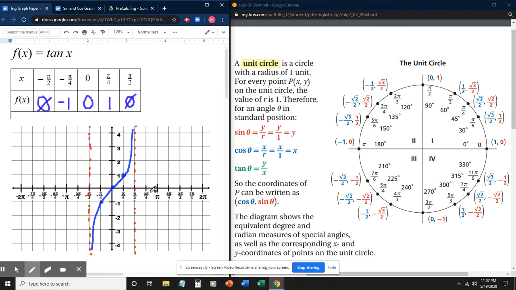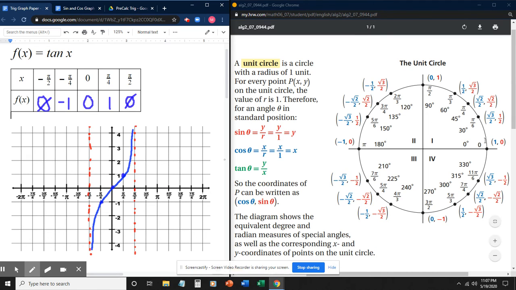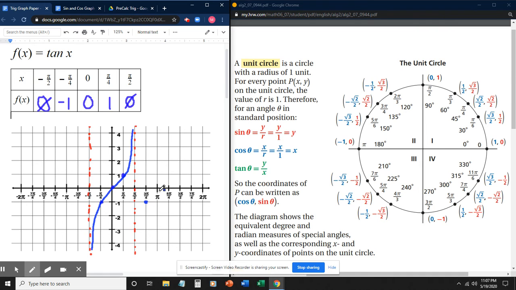So like if I go to 3 pi over 4 on the graph, so on my unit circle, 3 pi over 4, and I divide these, I'm going to get negative 1. So my tangent of 3 pi over 4 is negative 1. So I'm not going to put that one on the table, but I'm going to graph it. If I do pi, tangent of pi is 0. If I do 5 pi over 4, I get positive 1. The tangent of this guy is positive 1 again.